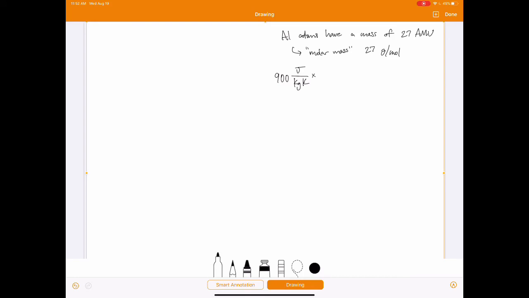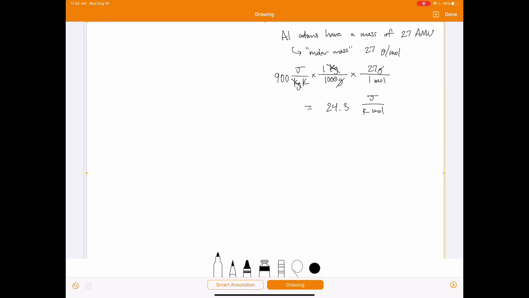So first, what I'm going to do is a unit conversion. 1 kilogram is equivalent to 1,000 grams, so we'll cancel those out. And then we also said that 27 grams of aluminum is what we have for every mole. So now we can cancel grams like this. And what we're left with is units of joules per Kelvin mole. That's exactly what we wanted. And if you calculate this, you're going to find it's 24.3 joules per Kelvin mole.